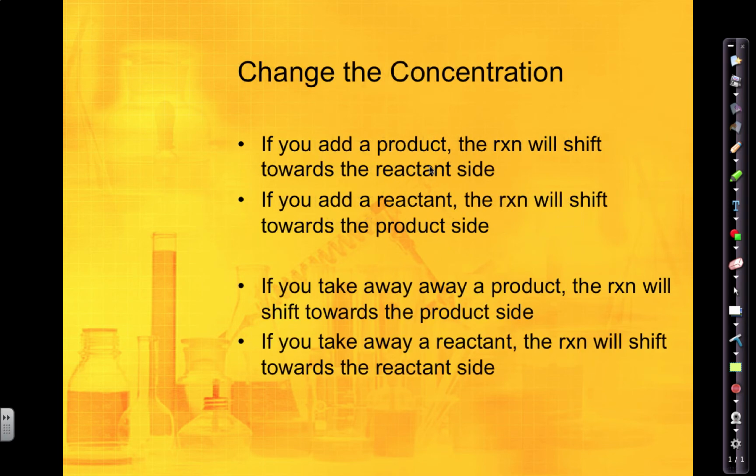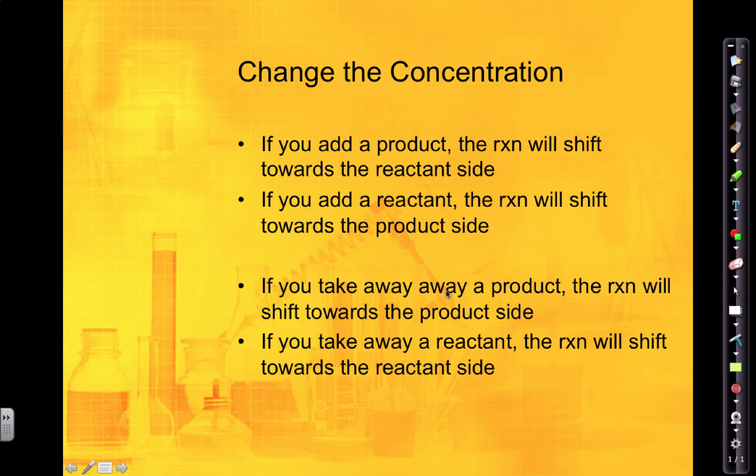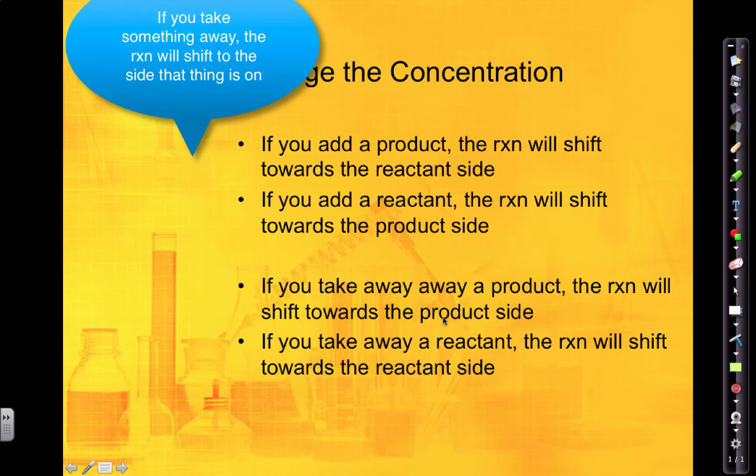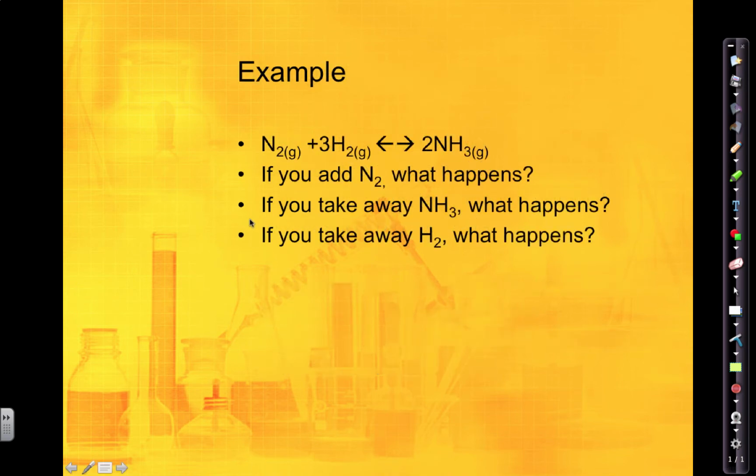So if you change the concentration, so if you add a product, well, then you need to get rid of it. So it's going to go to the reactant side. If you add a reactant, the reaction will shift towards the product side to get rid of it. If you take away a product, the reaction is going to shift towards the product side to make the product again. And if you take away a reactant, again, it's going to shift towards the reactant side to make more of that. So let's look at an example.